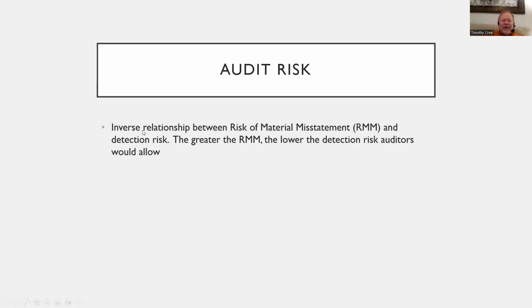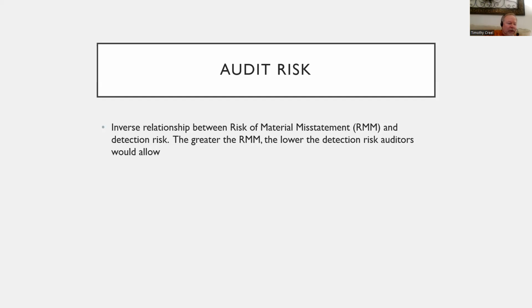Now, there's an inverse relationship between the risk of material misstatement and detection risk. The greater the risk of material misstatement, the lower the detection risk auditors would allow. So you have a high risk of material misstatement, which means that maybe the company is very risky, or they don't have strong internal controls. A lot of those would factor together, and you'd have a high risk of material misstatement, which means you'd have a low detection risk, which means you would not have a lot of leeway as far as detection risk goes. And it means that you would design more tests, more thorough tests.